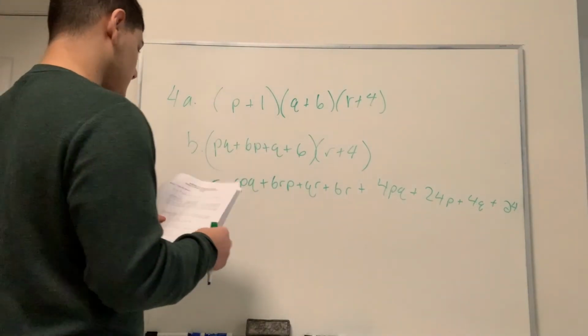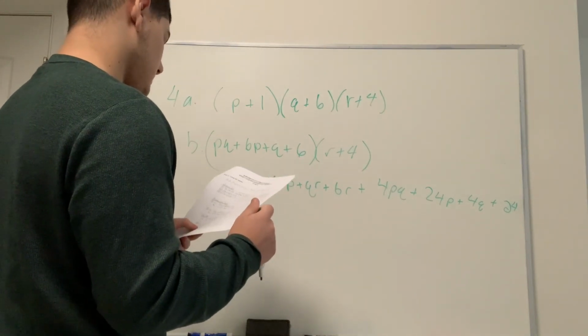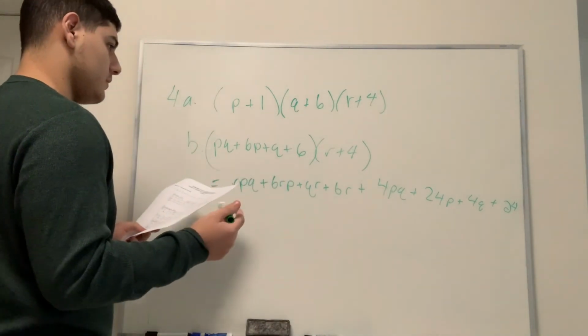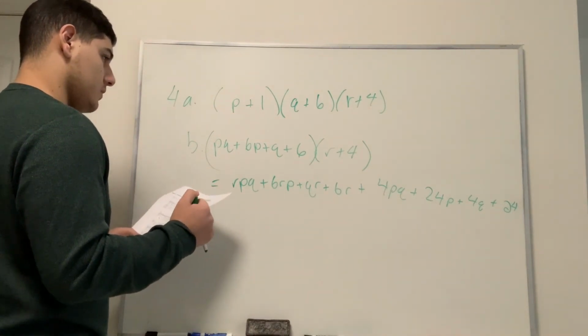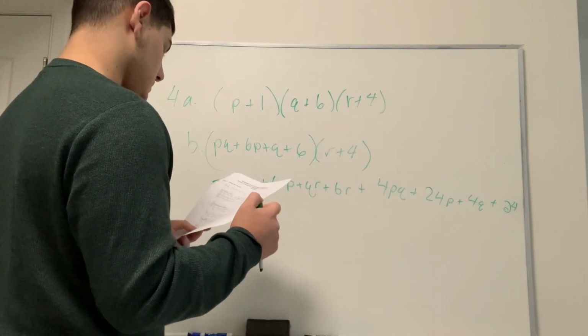So 6PR plus 4PQ plus 24P plus QR plus 6R plus 4Q plus 24.